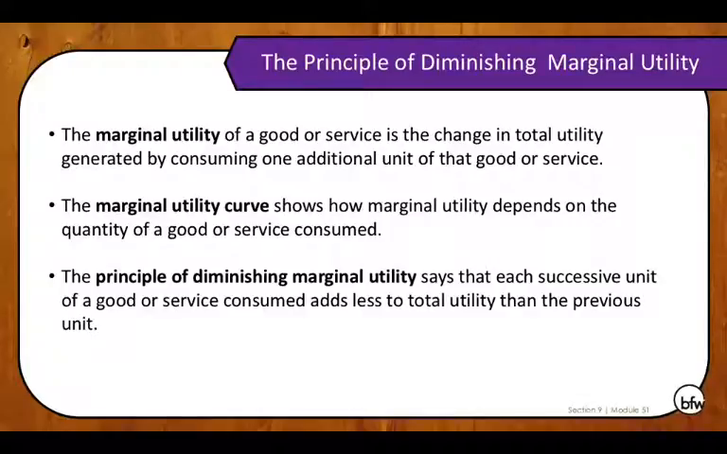So, to sum up this section of the module, we know that the marginal utility of a good or service is the change in total utility generated by consuming one additional unit of that good or service. The marginal utility curve shows how marginal utility depends on the quantity of a good or service consumed. And the principle of diminishing marginal utility says that each successive unit of any good or service we consume adds less to total utility than the previous unit. And that is true of any good or service we consume.